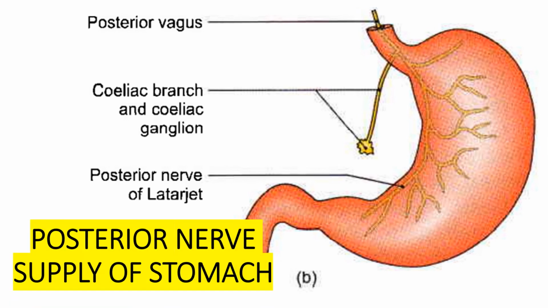Posterior nerve supply of stomach. Posterior gastric nerve divides into smaller gastric branches for the posterior surface of the fundus and body and pyloric antrum, and large celiac branches for the celiac plexus. Parasympathetic nerves are motor and secretomotor to the stomach. Their stimulation causes increased motility of stomach and secretion of gastric juice rich in pepsin and HCl. They are inhibitory to pyloric sphincter.